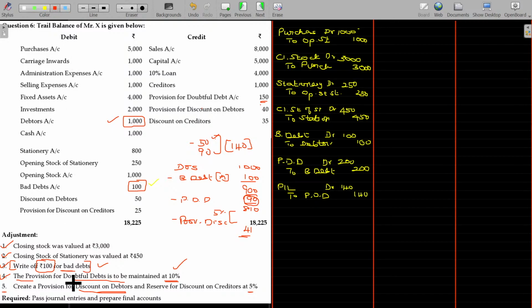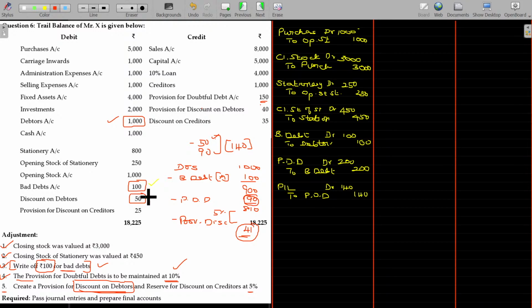Discount on debtors also. Okay. So how much discount on debtors we need to maintain? 41 rupees to be maintained. Already we have how much discount? 50 rupees we have the discount. This discount is no more required.